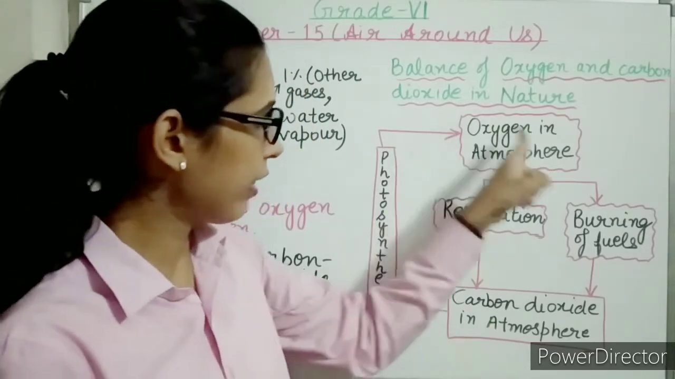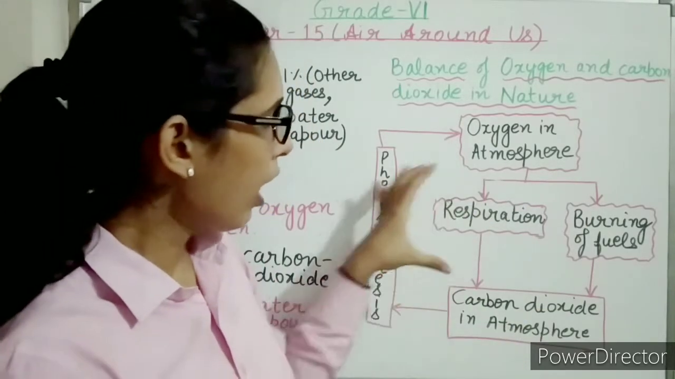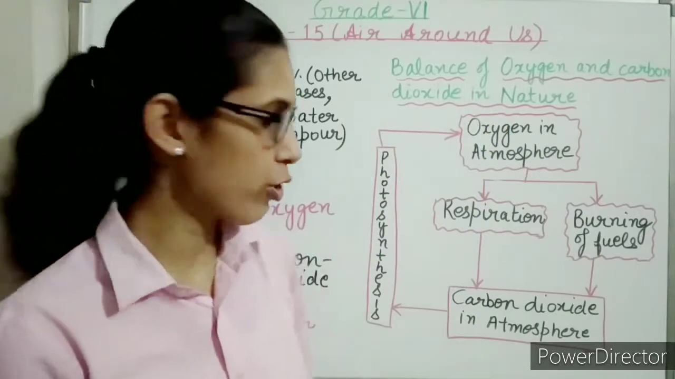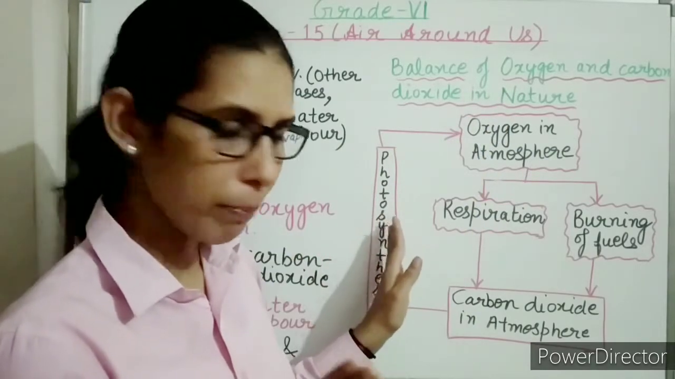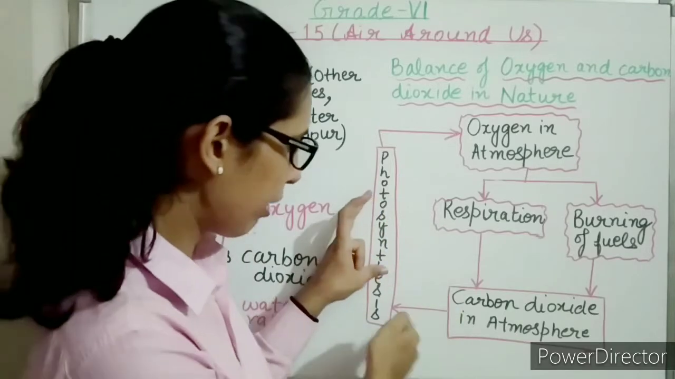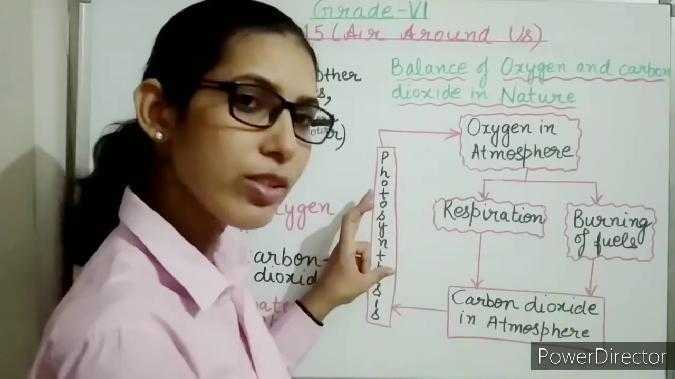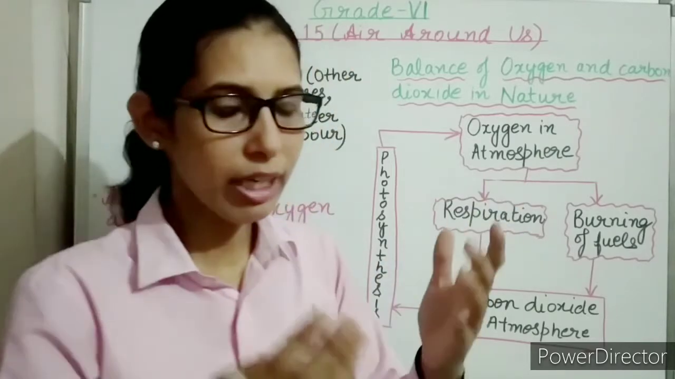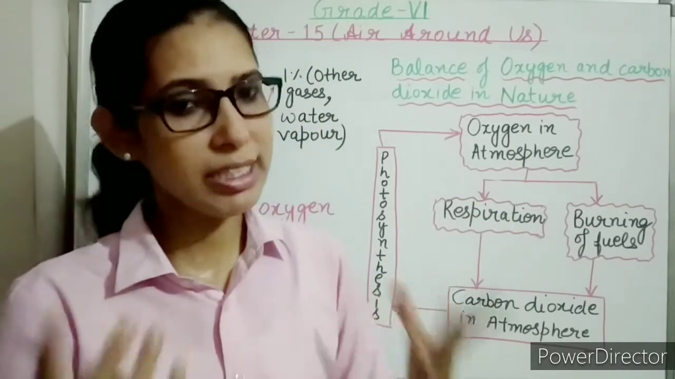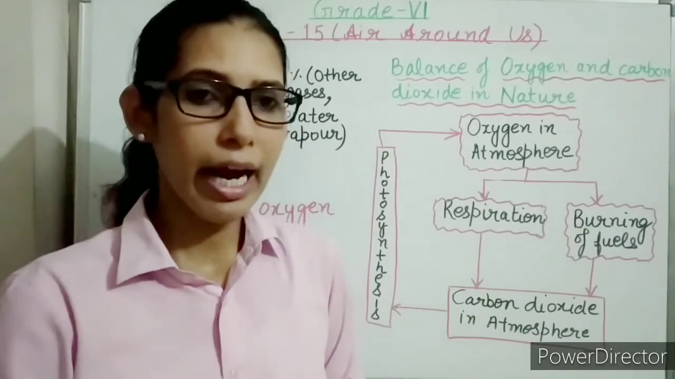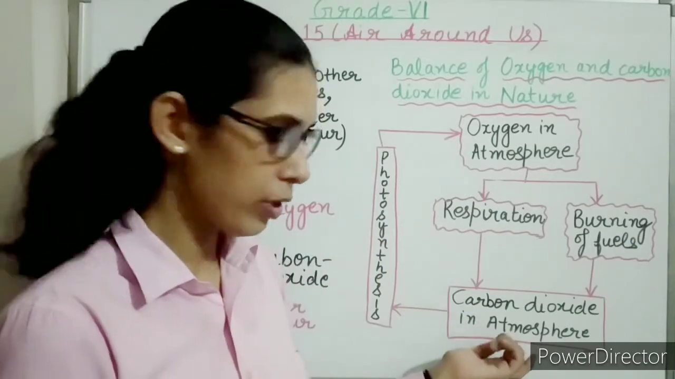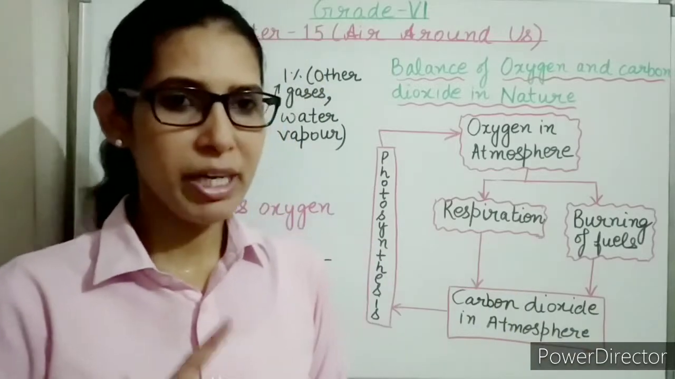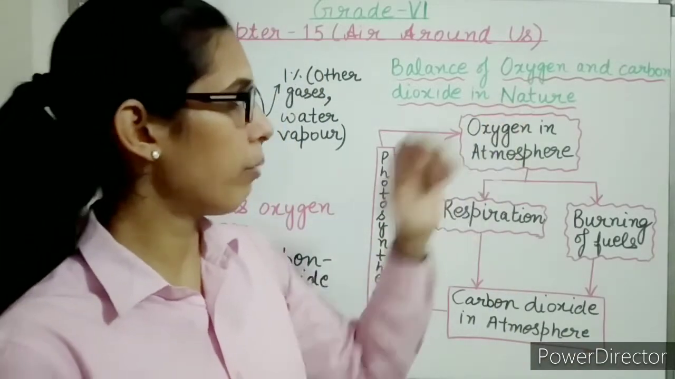Okay, so you can see here how the balance of oxygen and carbon dioxide is maintained in nature. Photosynthesis is performed by the plants. Plants take carbon dioxide from the atmosphere and release oxygen in the atmosphere. We know that all living beings, human beings and animals, take in oxygen and release carbon dioxide. So like this, plants and animals are interdependent and maintain the balance of oxygen and carbon dioxide in nature.